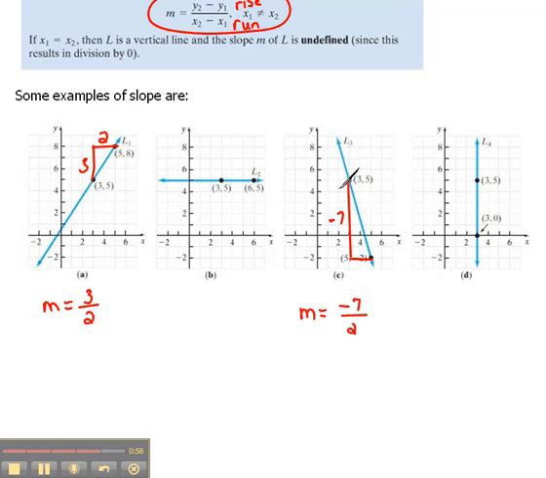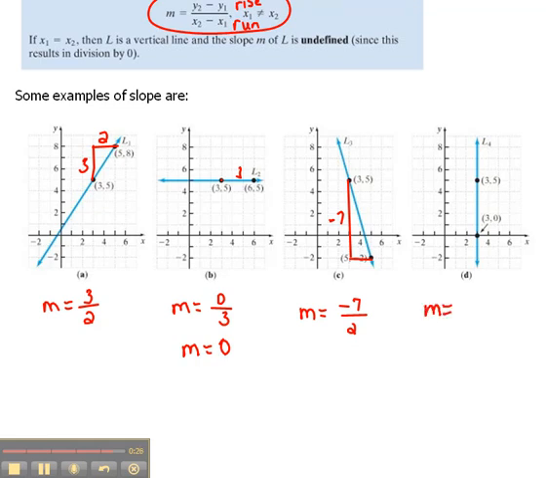Now I want you to notice that as we look at these lines left to right, if it's going up, the slope is positive. If it's going down, the slope is negative. That will always be true. Now let's look at a couple of these special cases here. Let's look at the slope here. The rise to get from this point to this point is 0, and the run would be 3 units. So 0 divided by 3 is 0. So our slope of horizontal lines is always 0.